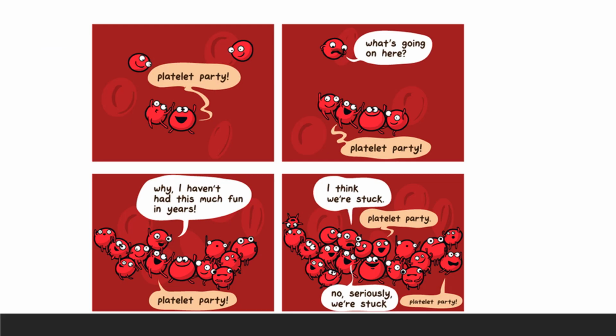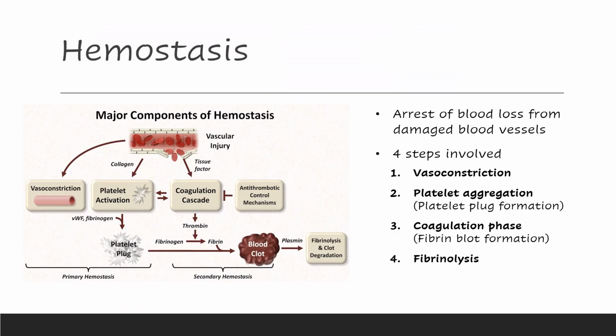As you can see in the comic on the slide, when we talk about coagulation, it mainly involves platelets and blood. Before discussing drugs that are used for coagulation, first let's understand the hemostasis process. When there is a vascular injury, the body responds to stop blood loss from the damaged area.